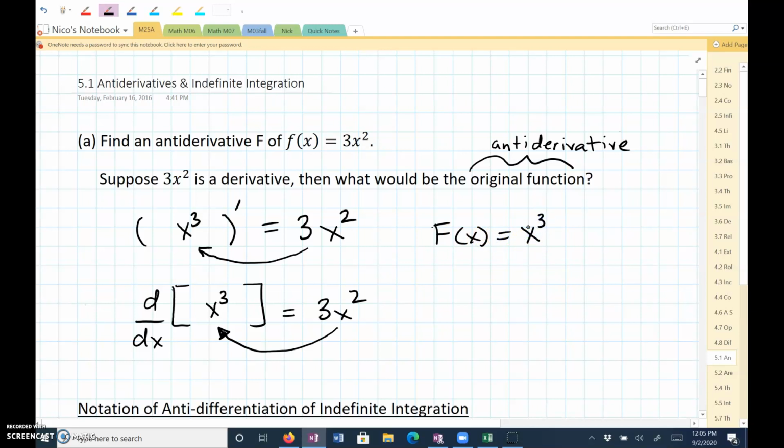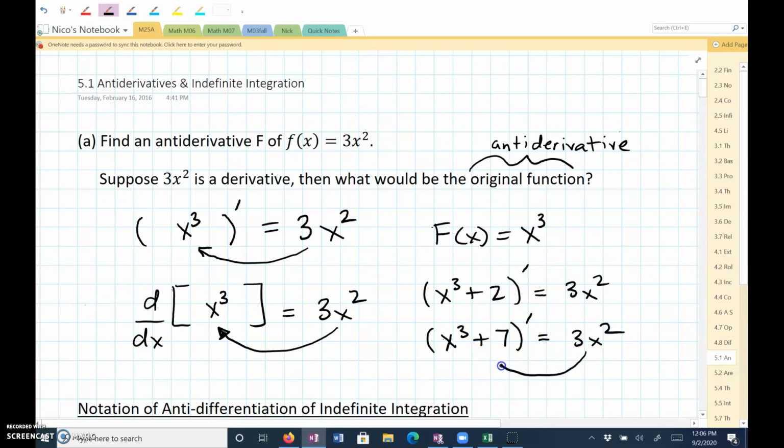Now let me show you something here, because it's actually a family of functions. What if I asked you to take the derivative of x cubed plus 2? Would that not also equal 3x squared, because the derivative of 2 is equal to 0? What about x cubed plus 7? If I told you to take the derivative of that, that also would be 3x squared.